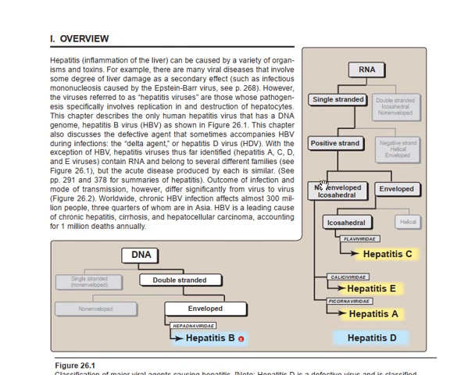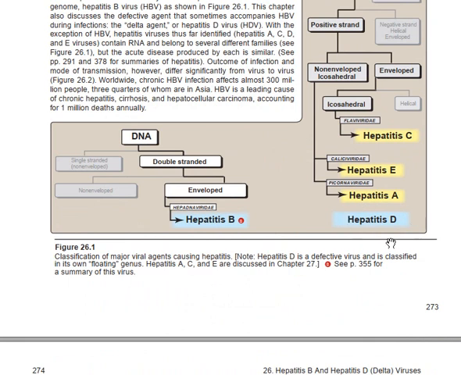So positive strand can be divided into non-envelope and envelope. The non-envelope is usually icosahedral, and the envelope can be icosahedral or helical. Under non-envelope icosahedral, you have the Caliciviridae family, which consists of hepatitis E. The non-envelope icosahedral also includes the Picornaviridae family, which consists of hepatitis A and D. Sorry, hepatitis E and A.